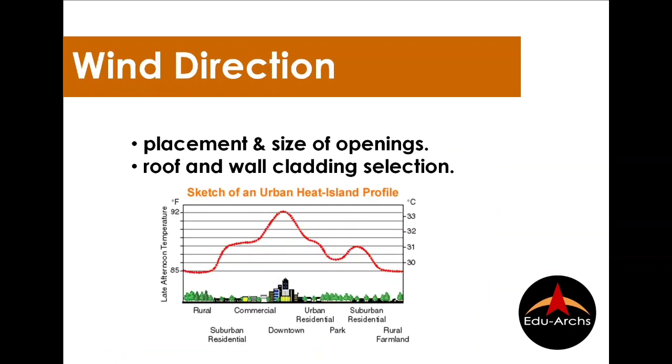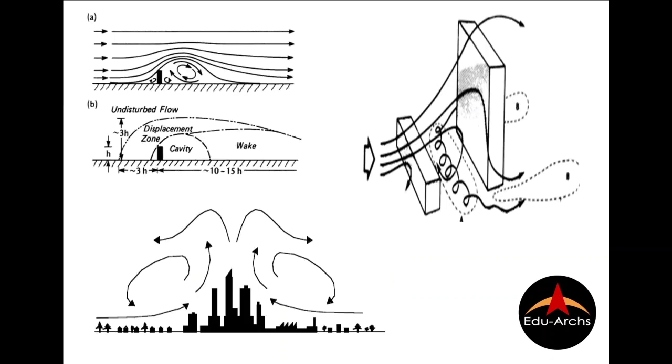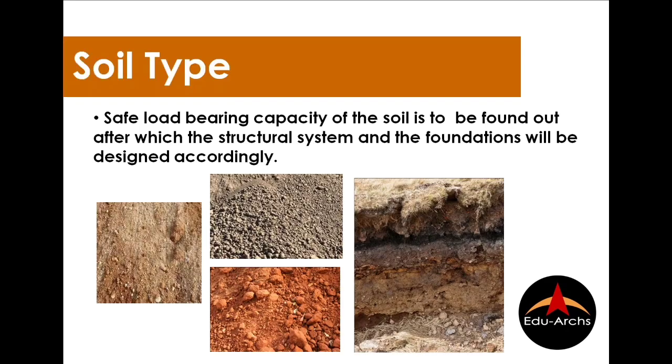Wind directions. Most locations will have a general major direction from which the wind comes. This will play a major role in the placement and size of openings. Wind direction, frequency and speed will influence the window size and placement, and roof and wall cladding selections.